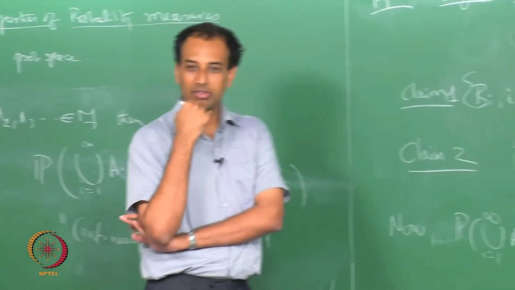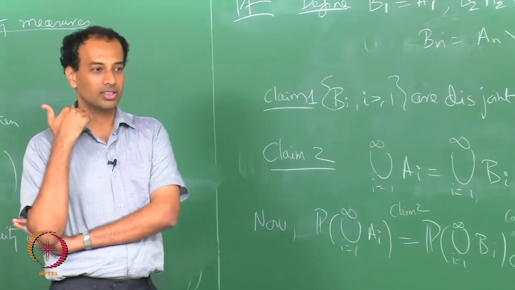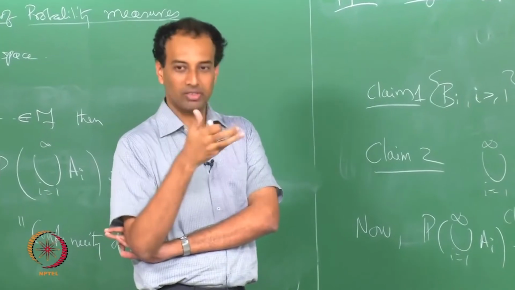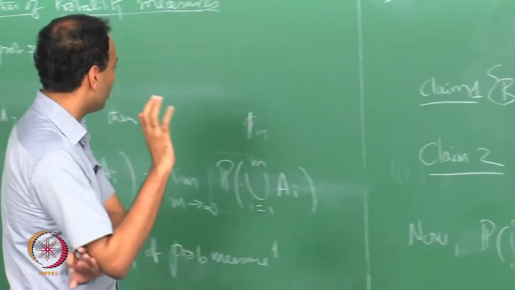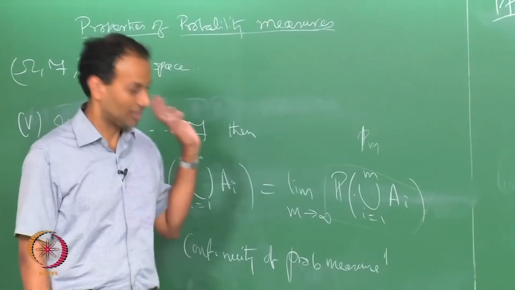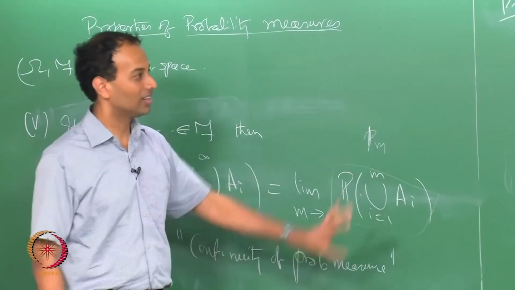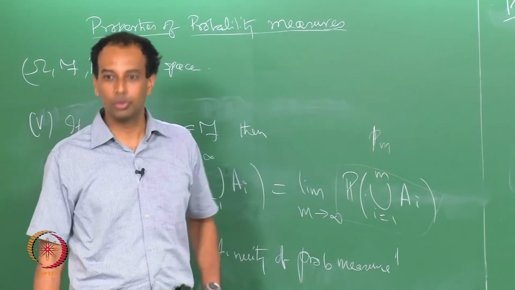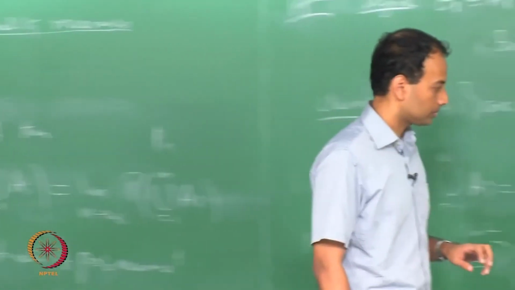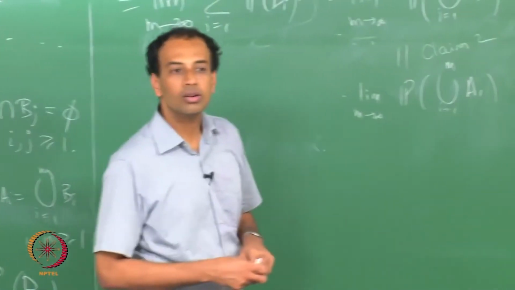So this is something we will use repeatedly. Okay, this continuity of probability measures is a non trivial property, but from now on we will be happily taking the limit inside. It is as though we are taking the limit inside, but there is some serious proof involved, correct. Any questions?